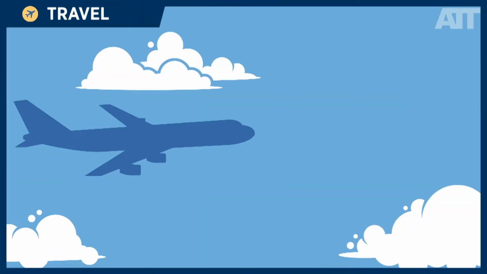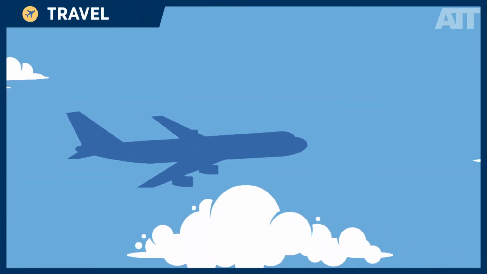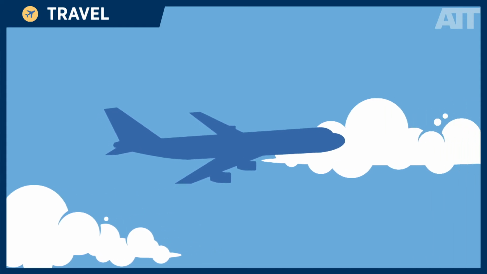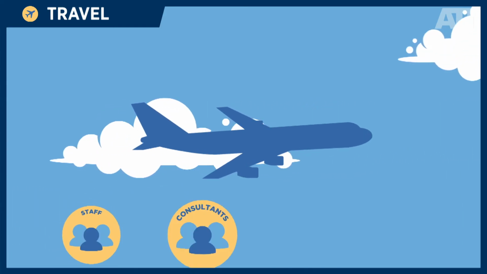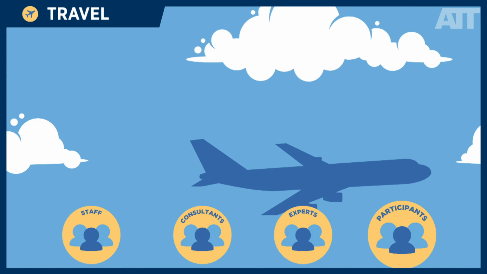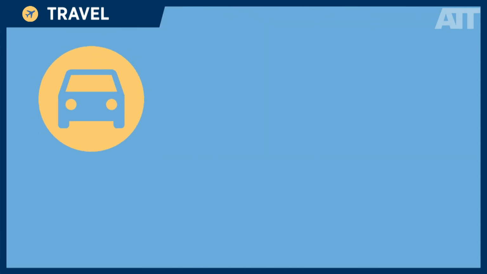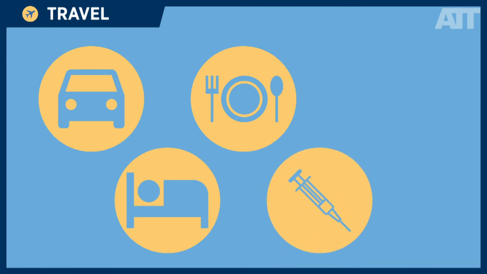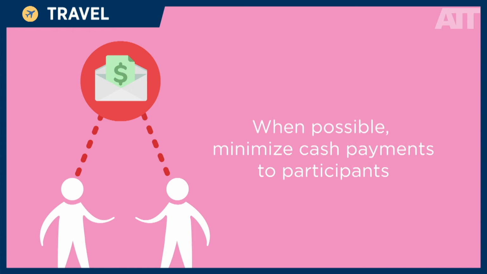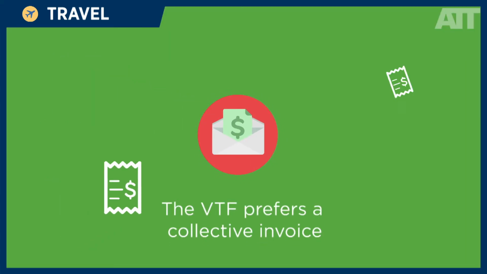The second category is travel costs, covering expenses associated with travel by staff, consultants, experts, or participants. This could include the cost of transport, accommodation, meals, vaccines, or insurance. Where possible, you should minimize the cash paid out to participants. The VTF favors paying costs in a collective invoice rather than individual cash payouts.